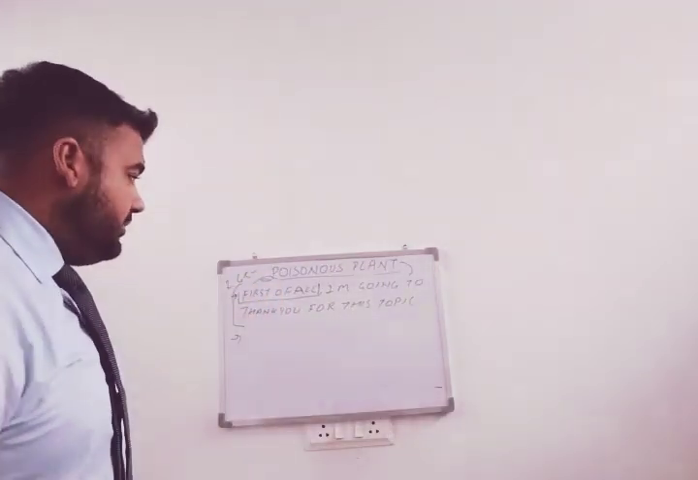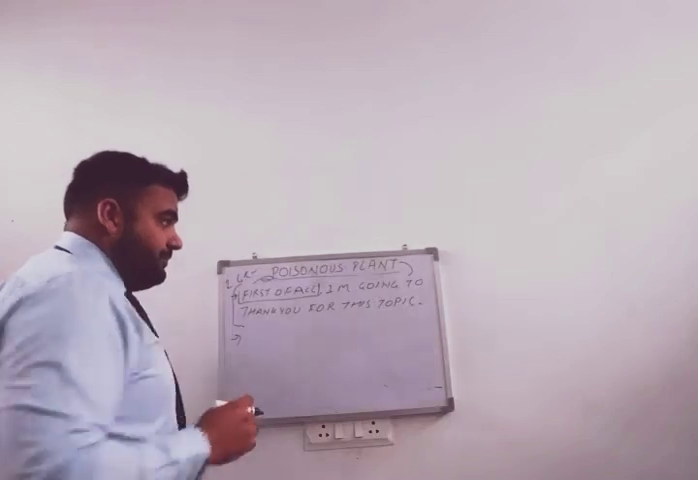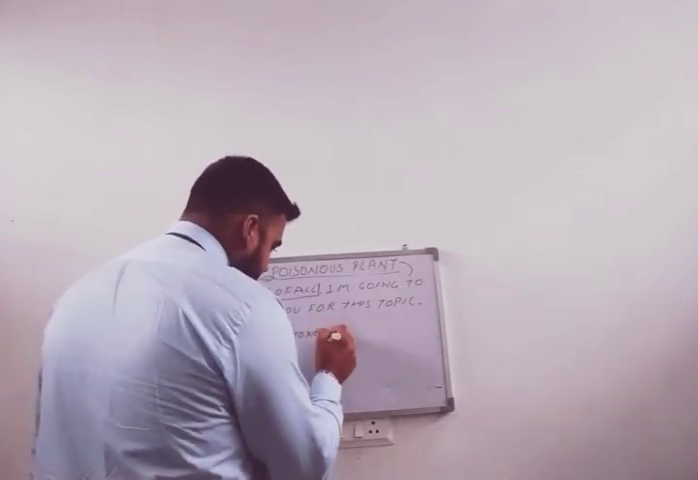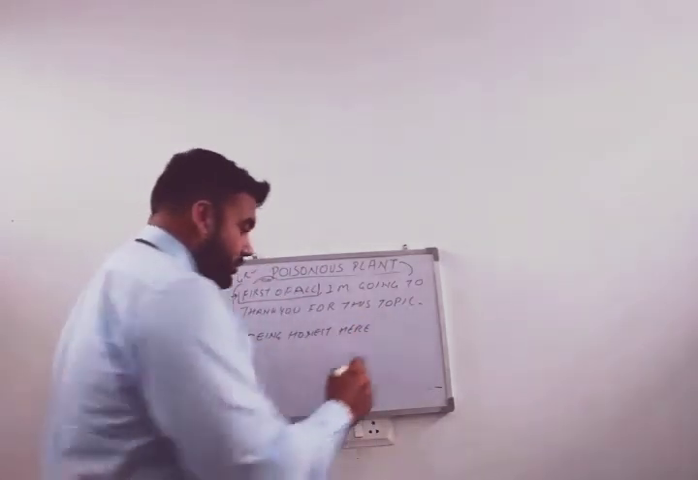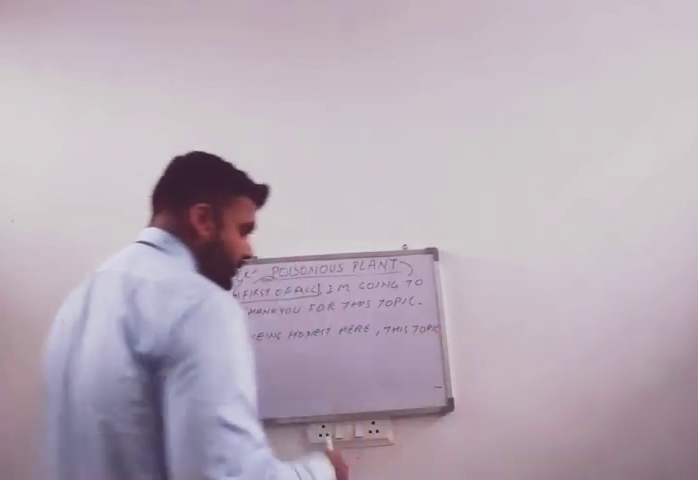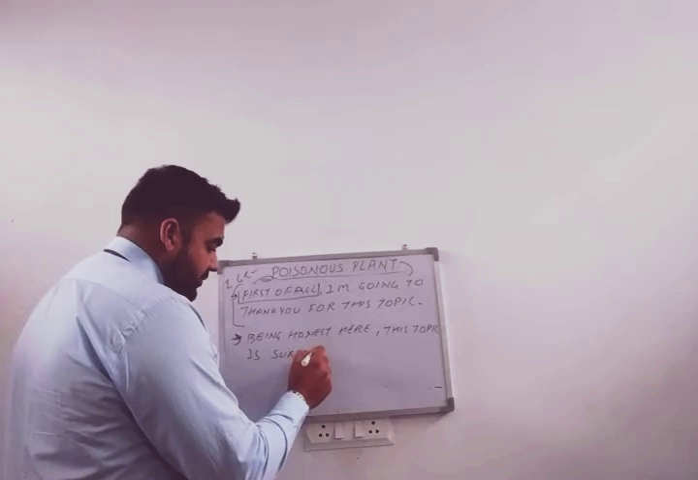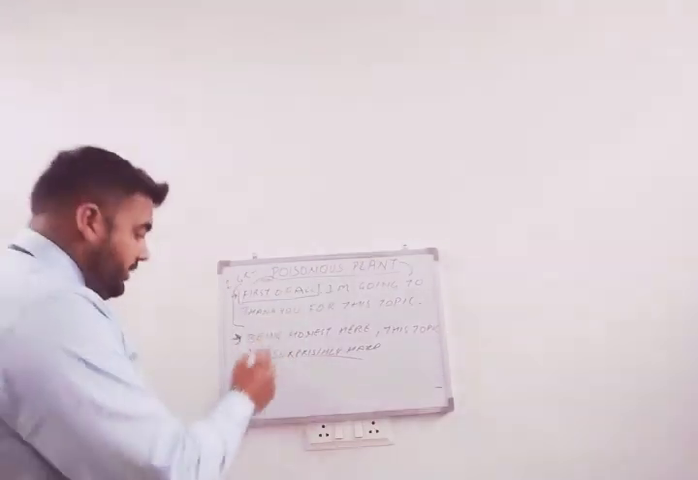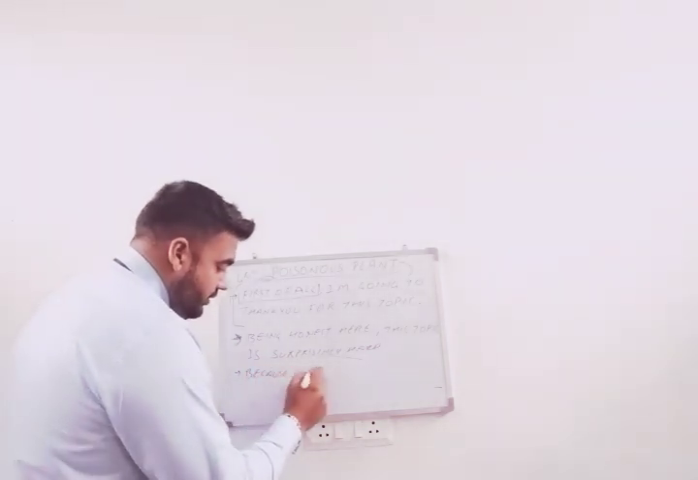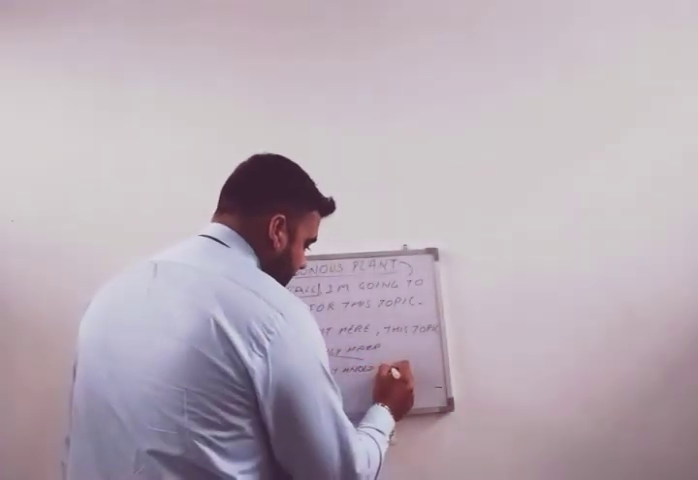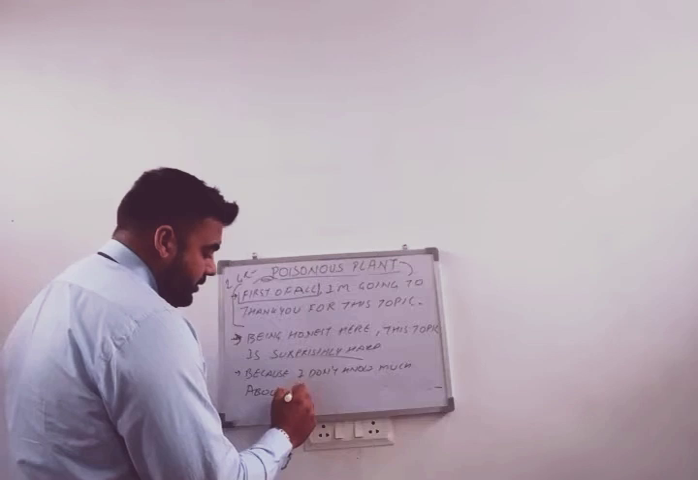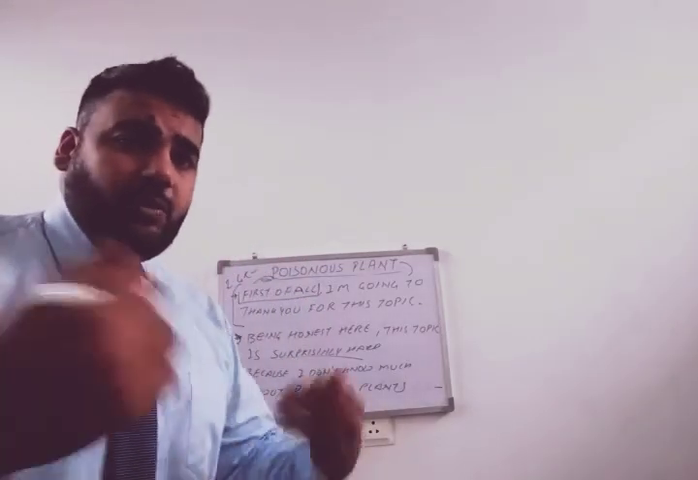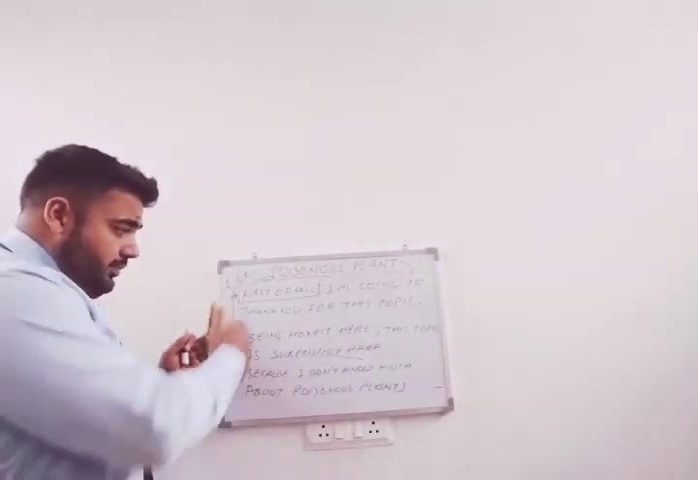Then in the second line, say something about the poisonous plants. You say thank you for this topic. Then you're going to tell him that, being honest here, this topic is surprisingly hard because I don't know much about poisonous plants. Now, here you are being honest. You are telling what you actually feel about the topic. Okay. Now, this thing is done.